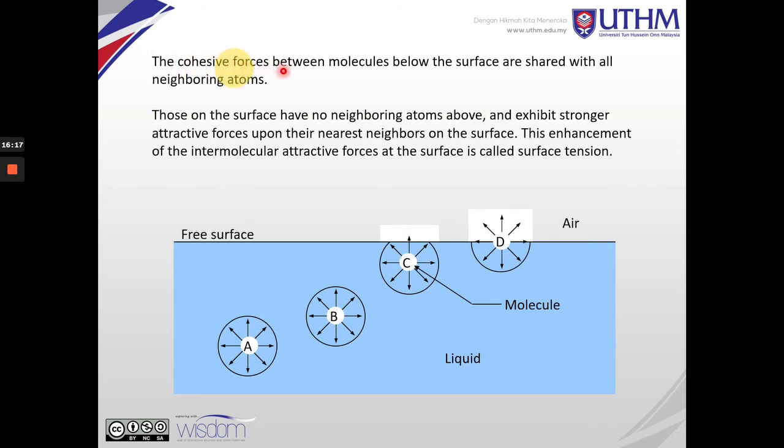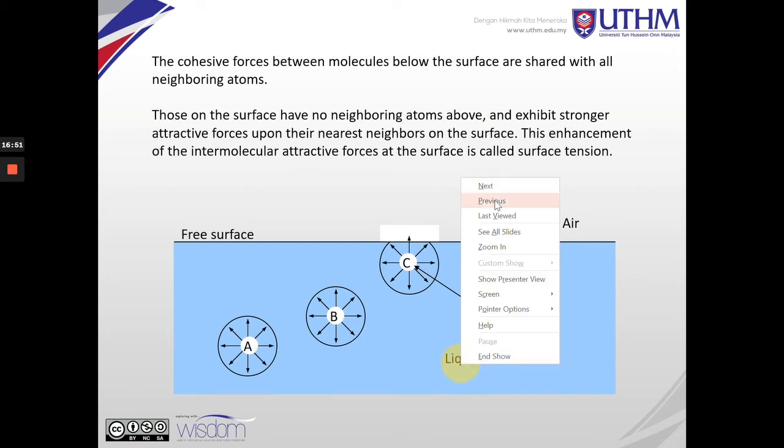The cohesive forces between molecules below the surface are shared with all neighboring atoms. Those on the surface have no neighboring atoms above and exhibit stronger forces. So this is the free surface here, this is air and this is the liquid. They have molecules A, B, C, D in the liquid.